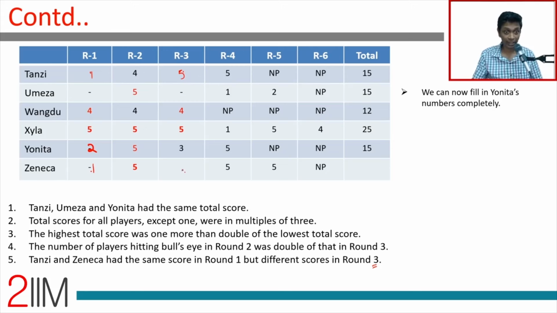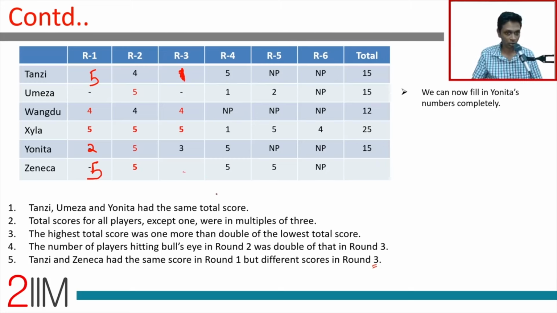If round 3 for Tanzi were 5, then round 1 would have to be 1. Then Zeneca's round 1 would have to be 1. Then this has to be 5. And so that is not possible. That means Tanzi did not score a 5 in round 3. Here, Tanzi scored a 5 in round 1. Zeneca and Tanzi had the same score in round 1. This is 5. So this is 1. And we should be nearly through.